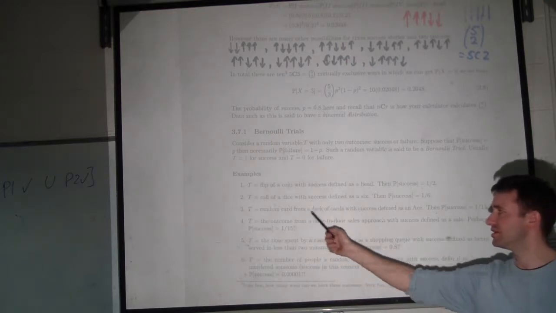1 minus, yeah. Another one would be taking a random card from a deck of cards with success defined as an ace, probability of success 1 out of 13. Door to door sales approach, success is a sale, 1 out of 15. The time spent by a random shopper in a shopping queue with success defined as being served in less than 2 minutes, maybe 0.8.